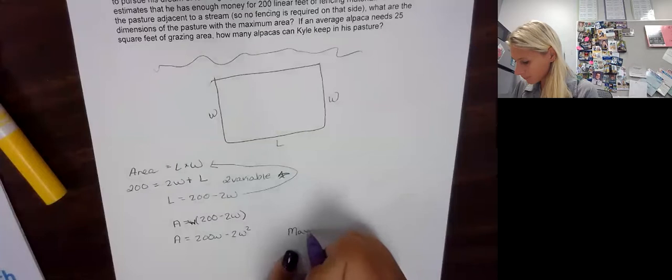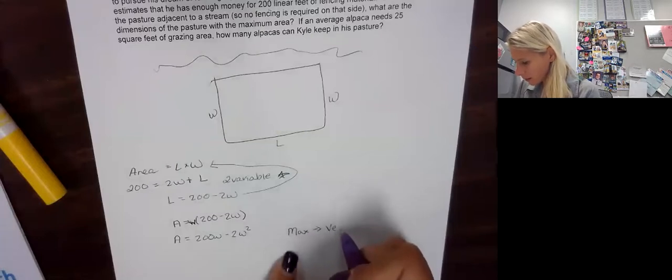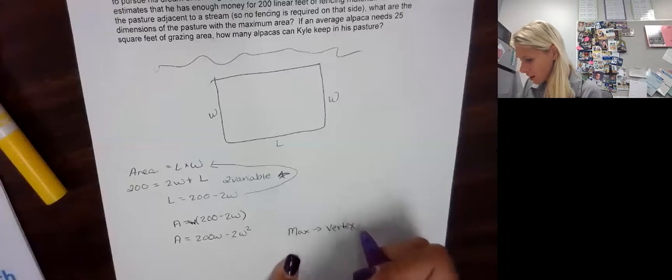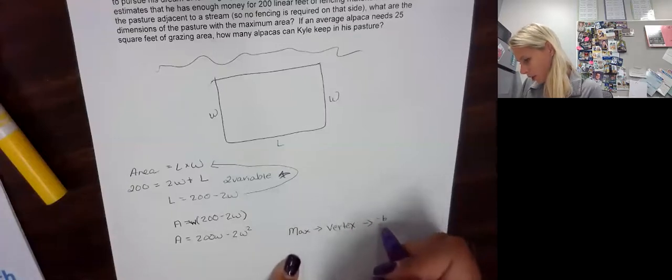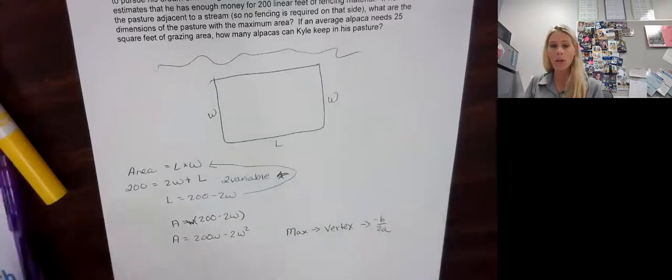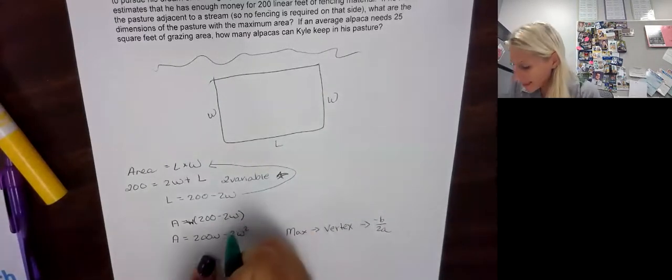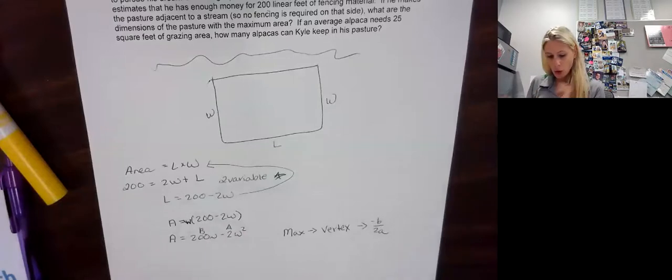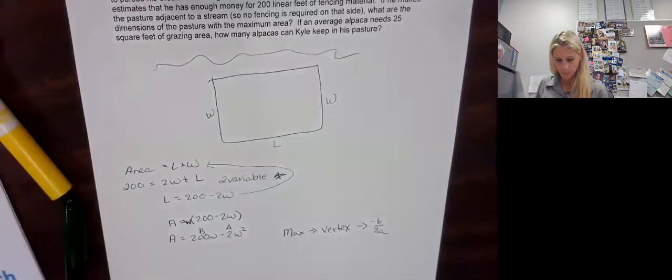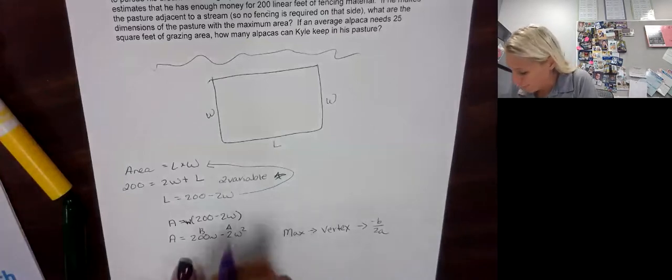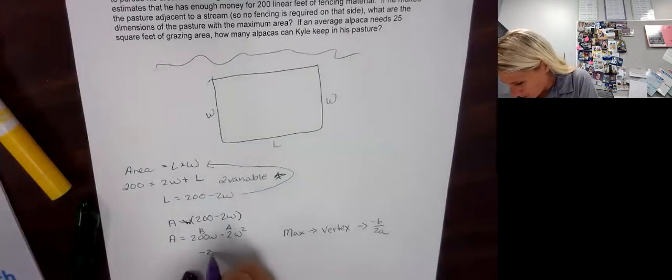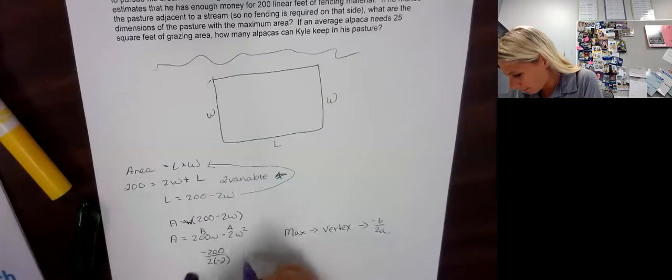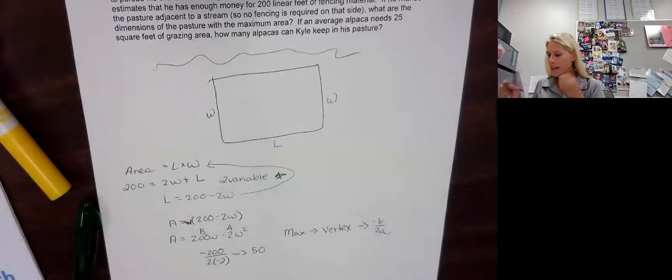And what do we need to find the max? Well, the max is the vertex. And how do we find the vertex? Well, that is negative B over 2A. Now be careful because this is not in the order. This is B, this is A, and this is B. So be careful. Okay? So negative B all over 2 times A. If we do this out, we get 50.